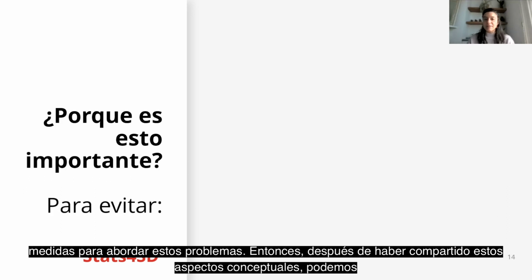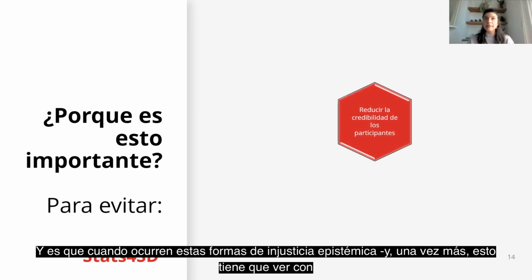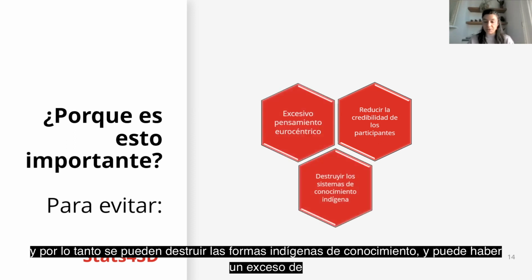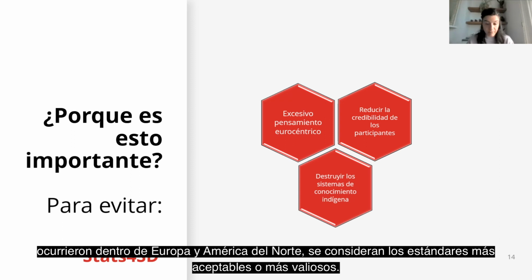So after having shared these conceptual aspects, we may ask ourselves, why are these notions and their application important for our work? And that is because when these forms of epistemic injustice occur, and once again, this has to do with the unfair treatment of other systems of knowledge, the participants' credibility can be reduced. And therefore, indigenous ways of knowledge can be destroyed, and there can be an excessive Eurocentric thinking, which is a view where Western civilization, that refers to the developments that occurred within Europe and North America, are held as the most acceptable or the most valuable standards.